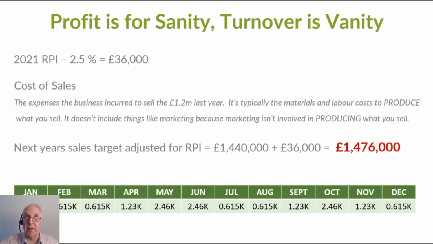Why do we break it down into monthly figures? Because it becomes a much more achievable target. To say to somebody to hit 123,000 in the month of April is going to be much easier than saying your target's 1.476 million for the year. Breaking it down makes it more digestible for everybody.